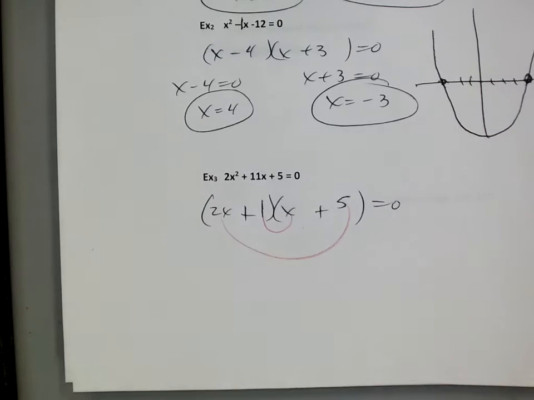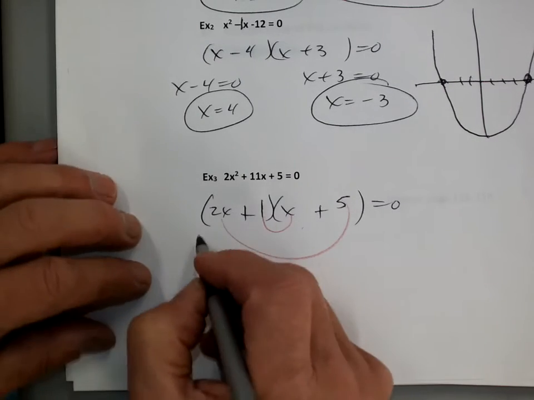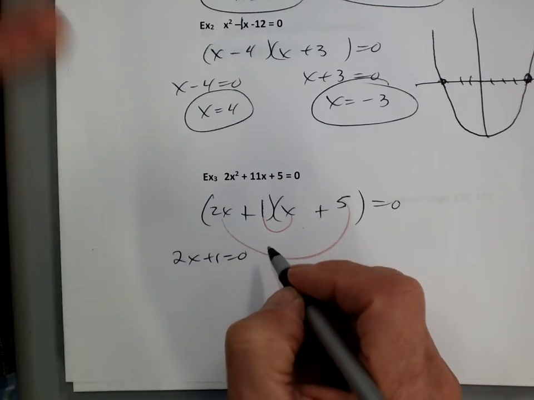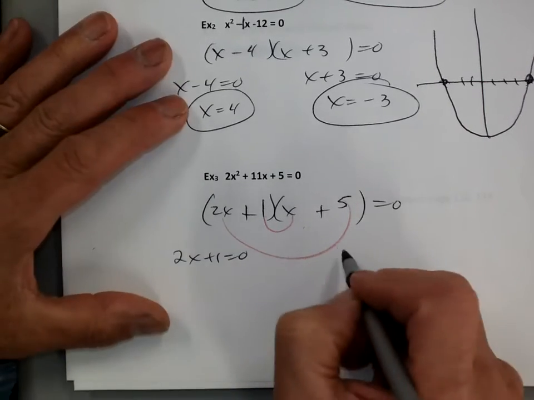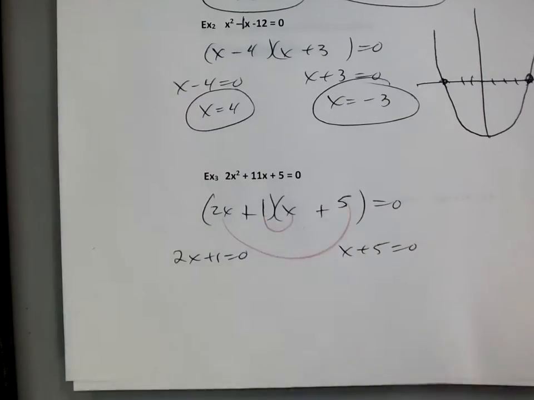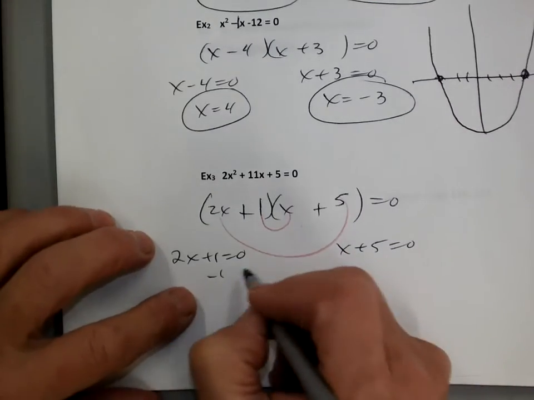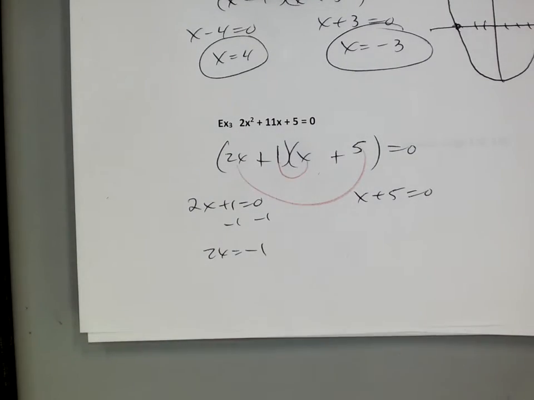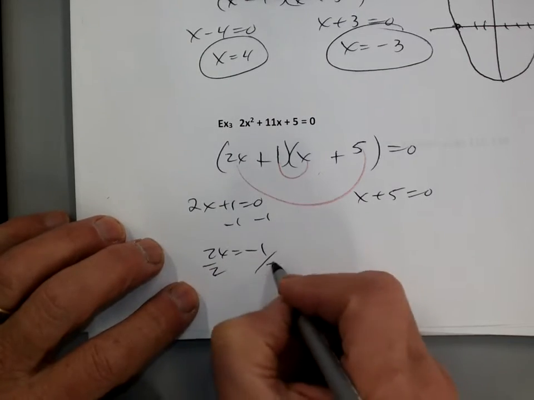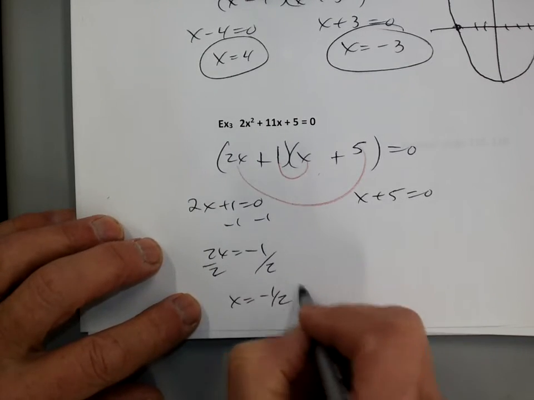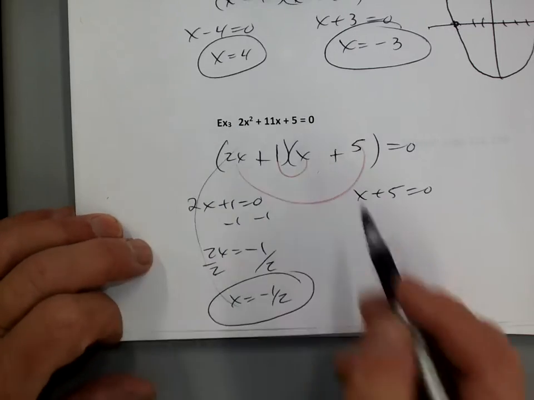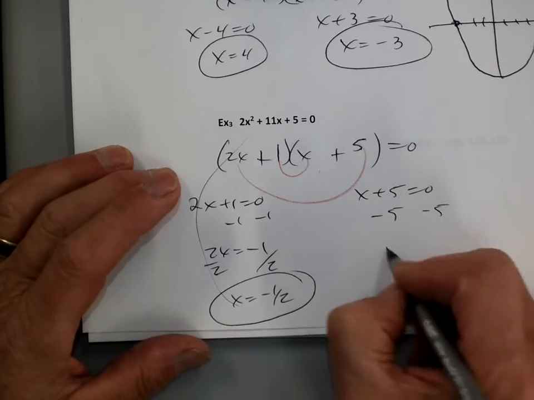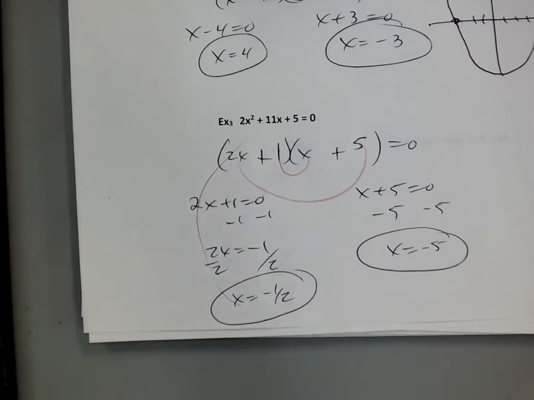Make both positive, equals 0. Okay, now what we have at this point is two mini equations. So we're going to have a 2x plus 1 equals 0. Again, mini equations, two answers. And an x plus 5 equals 0. Then I'm going to keep solving. Minus 1, minus 1. I got a 2x equals negative 1, right? Divide by 2, and I got x equals negative 1/2. There's one of my zeros. And again, if you plug that in, yes, it will give you an answer of 0. Minus 5, x equals negative 5.